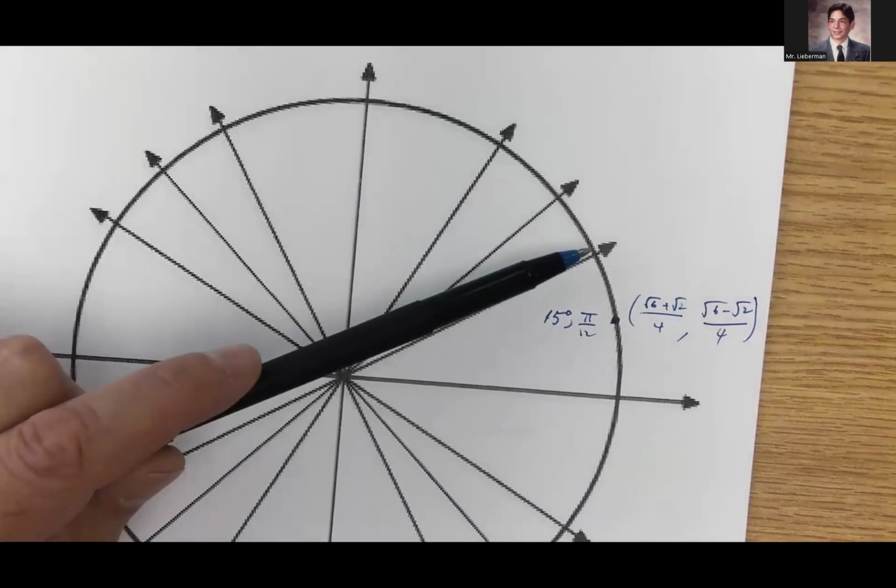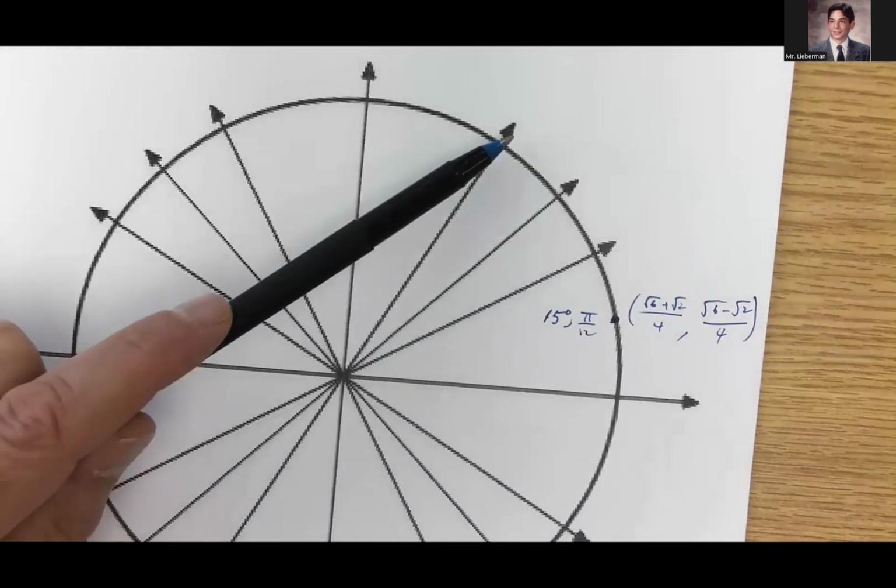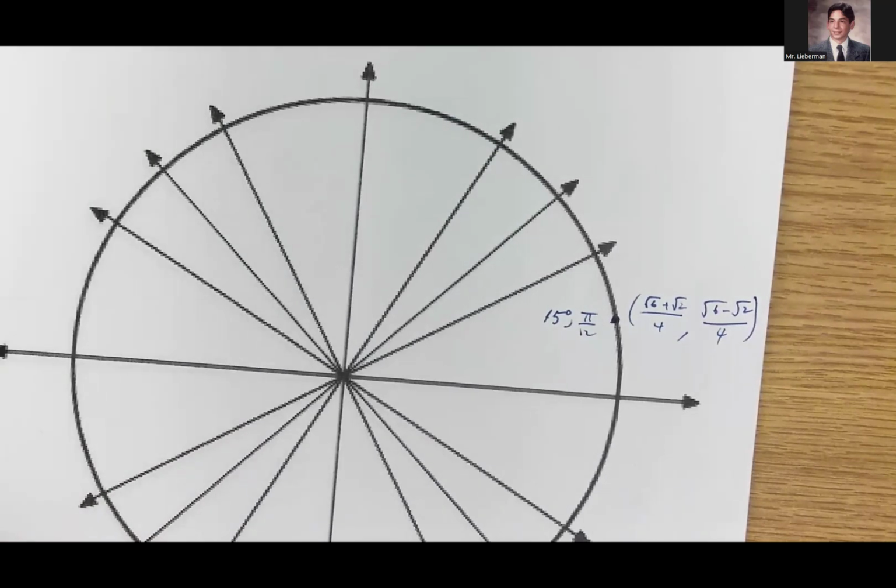1 pi over 12, 2 pi over 12, 3 pi over 12. Oh, I see it. 5 pi over 12 is after 4 pi over 12. Wait, I'm just lost on the pi over 12. Oh, yeah, you were right. 7 pi over 12. And then you just use the 11 coordinates. Negative 6 plus root 2 over 4.